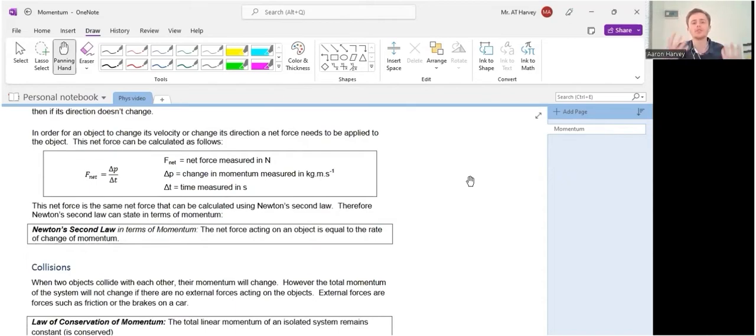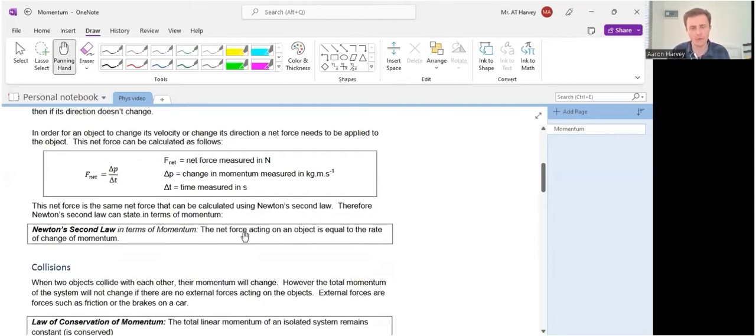Now, if you happen to struggle with remembering definitions or the laws, sometimes your formulas can help you. You will most likely be given a formula sheet with whatever test or exam that you do. And don't overlook your formula sheet for definitions. Because if we look at this definition for Newton's second law in terms of momentum, the net force acting on an object is equal to the rate of change of momentum.